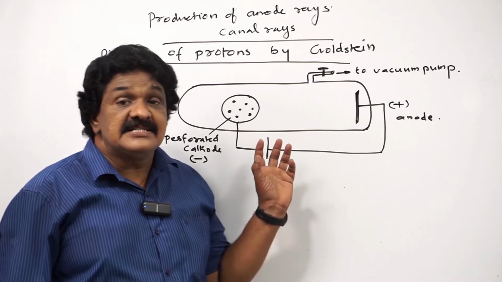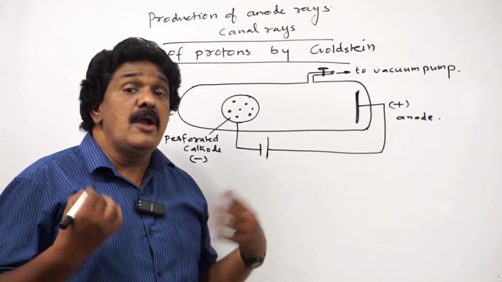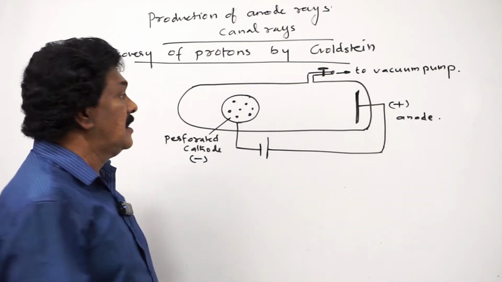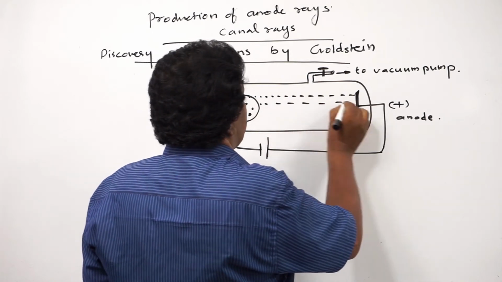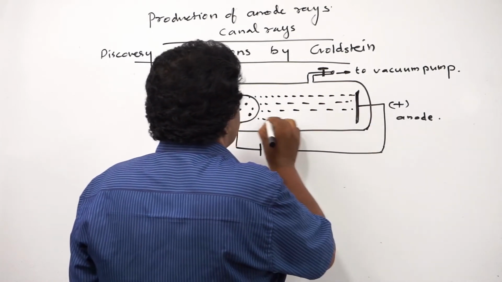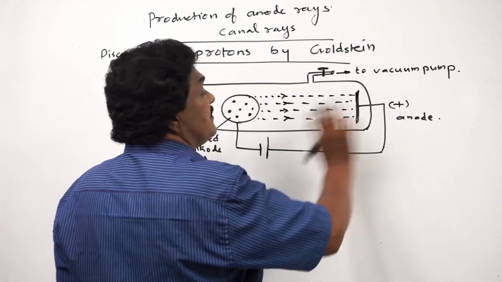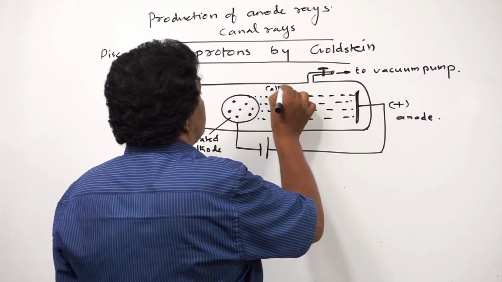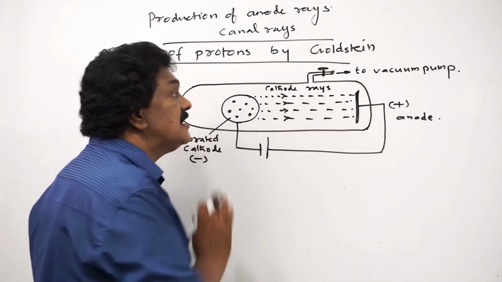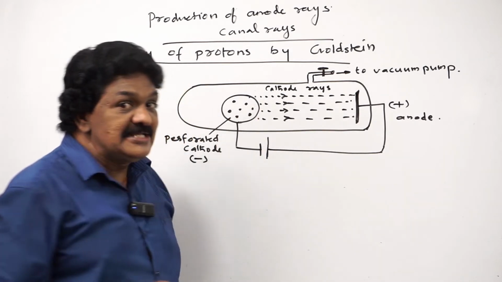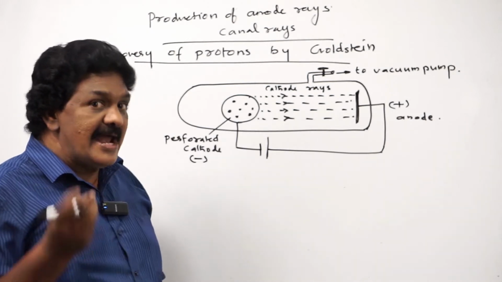If a gas like hydrogen is filled in the discharge tube and subjected to high voltage at low pressure, cathode rays are produced, as we have studied. See, cathode rays are produced from the cathode and travel towards the anode. These rays are called cathode rays. We are not going to study cathode rays, but we are going to study anode rays. How are anode rays produced?